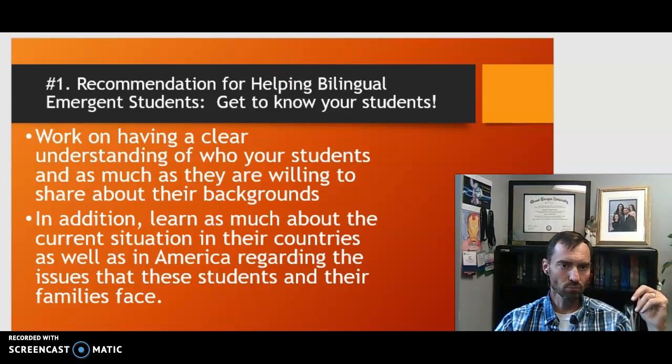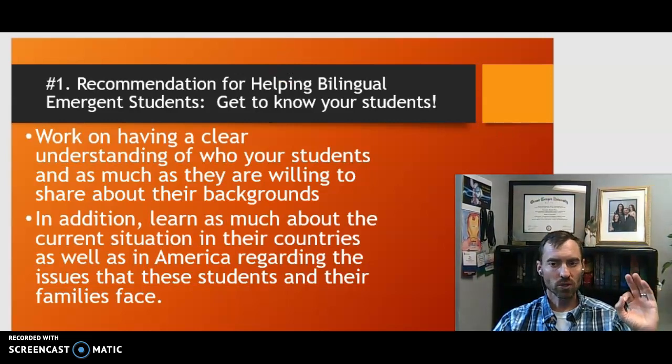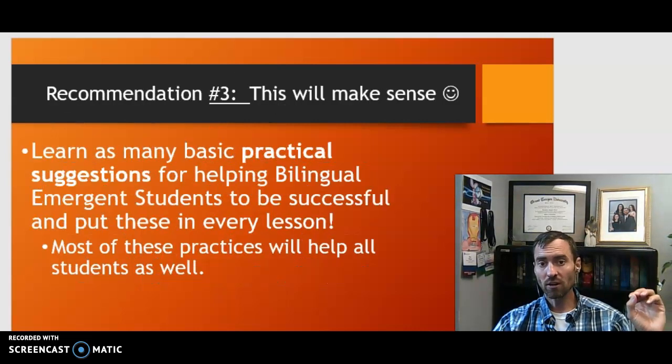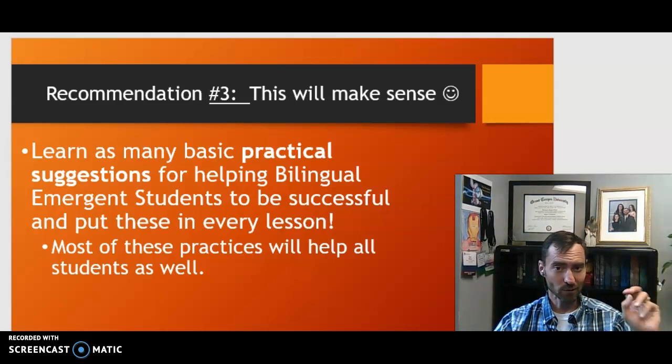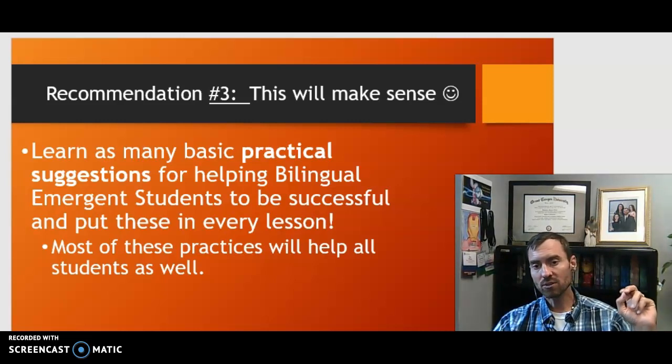Okay, moving on. So here's the numerical part. That's recommendation number 1, get to know your students. Recommendation number 3, because I'm going to skip number 2 for now, is learn as many practical suggestions as you can about how to help these students in every lesson.